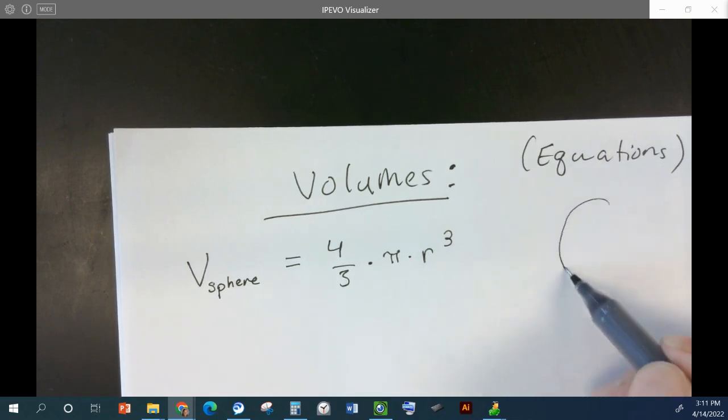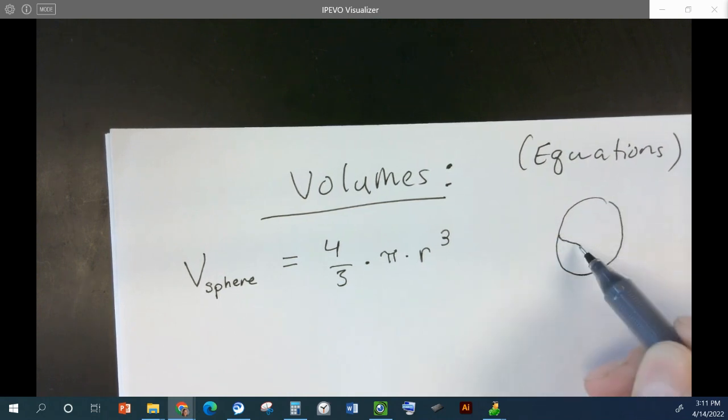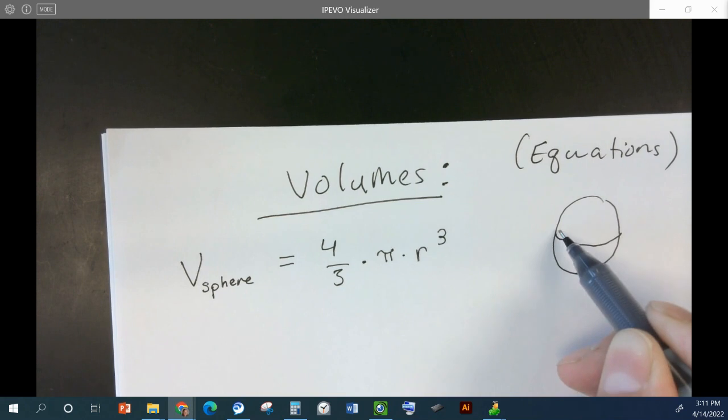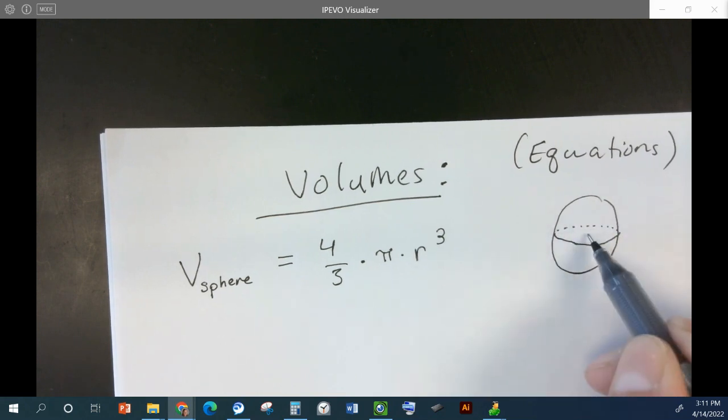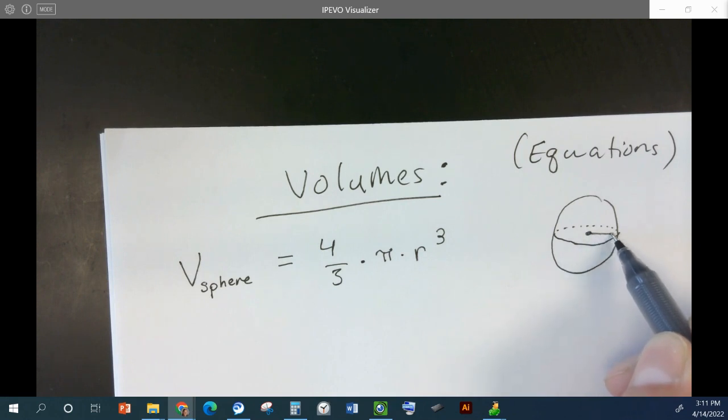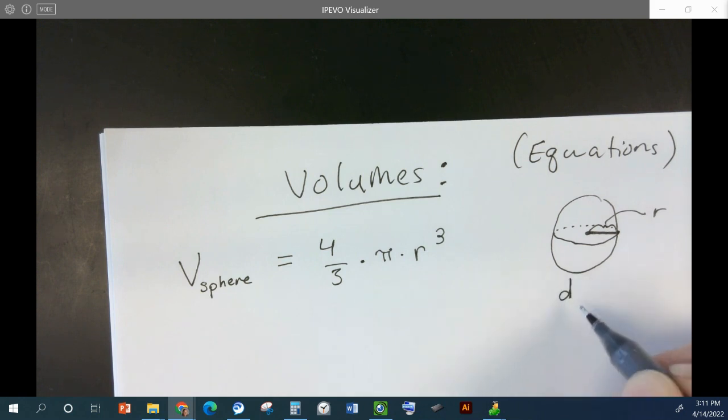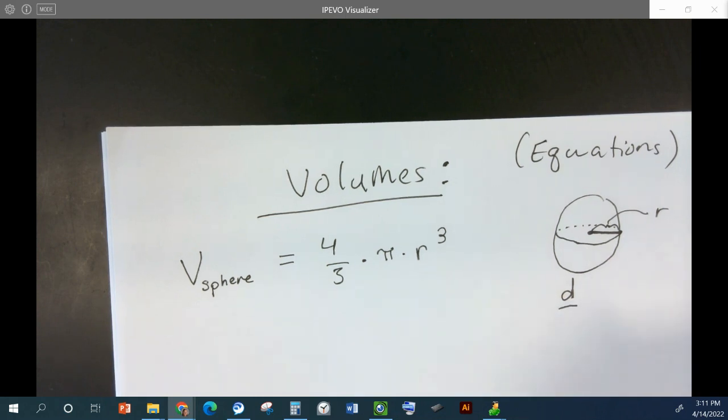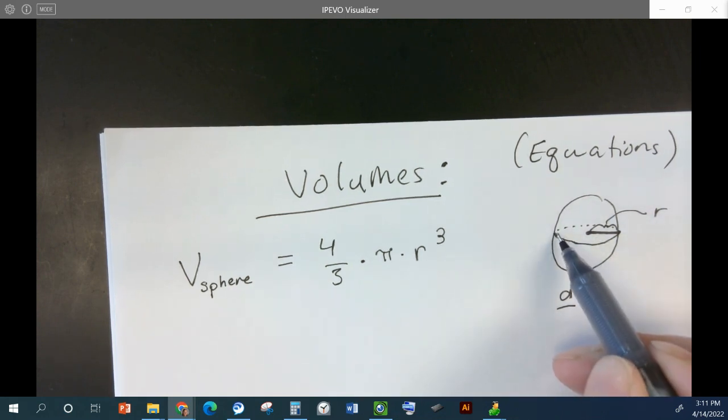So we have our sphere. It looks something like this. I'm not a super good artist. And then our radius is from the center of the sphere to the edge. Okay, so that would be our radius. Sometimes on here, they're going to give you the diameter, so you have to watch out for that. If they give me the diameter, what do I need to do to get the radius? Do you have any ideas? The diameter would be all the way across.